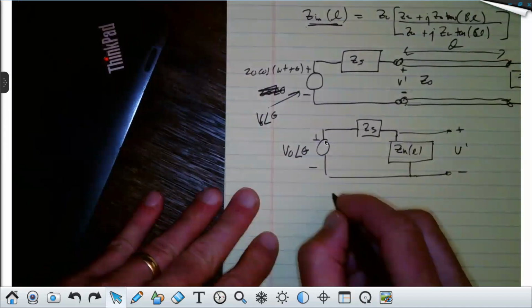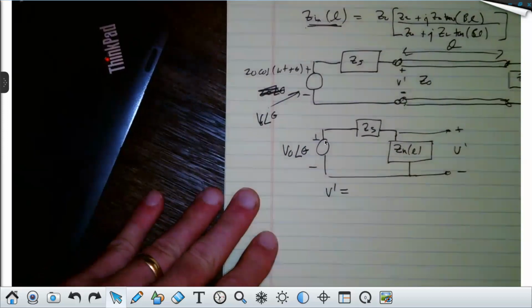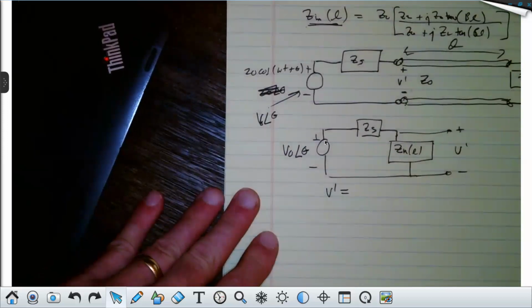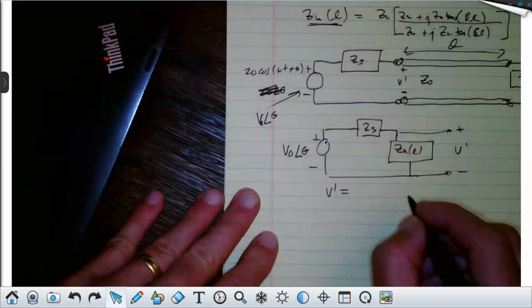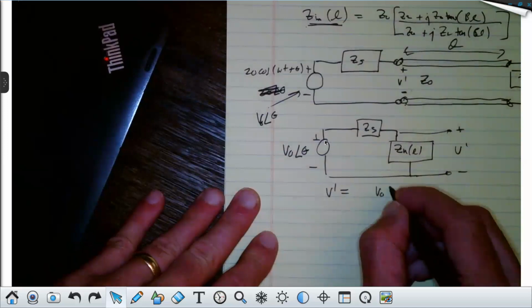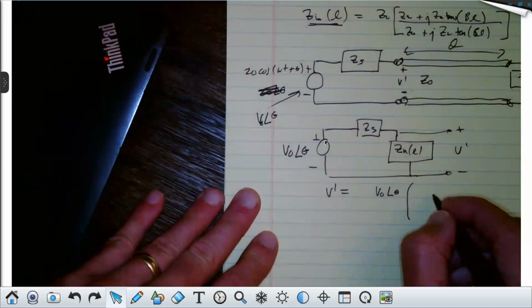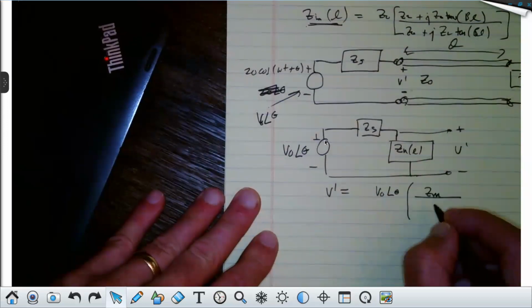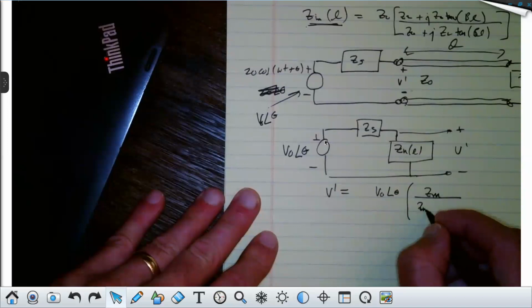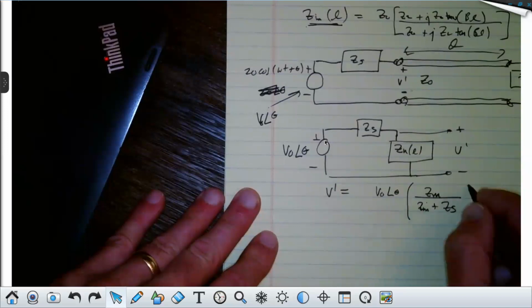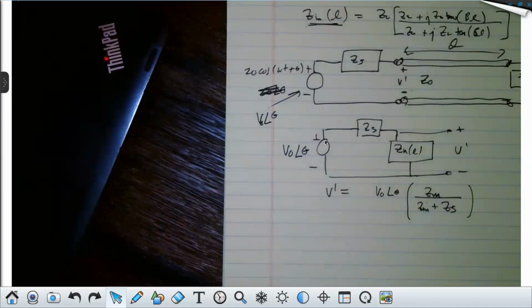So what would V prime be, anyone? It's a simple voltage division problem, isn't it? Class? That's two series impedances, right? So V prime would be V0 at an angle, whatever the angle is, and then it would be simply Zin, I'll remove the L, over Zin plus ZS. Y'all agree with me? You can give me a thumbs up or some indication that you do. You can shake your head, whatever. Everybody got it? All right.